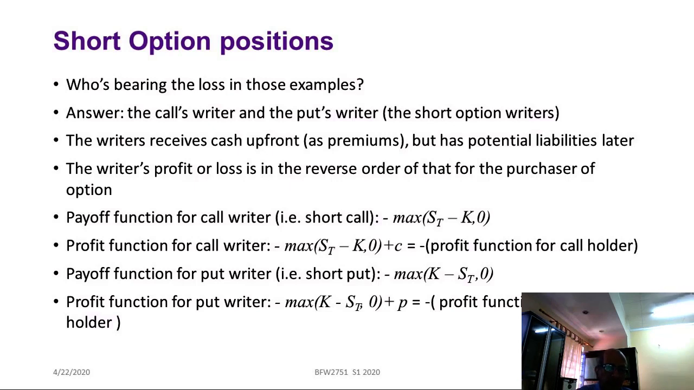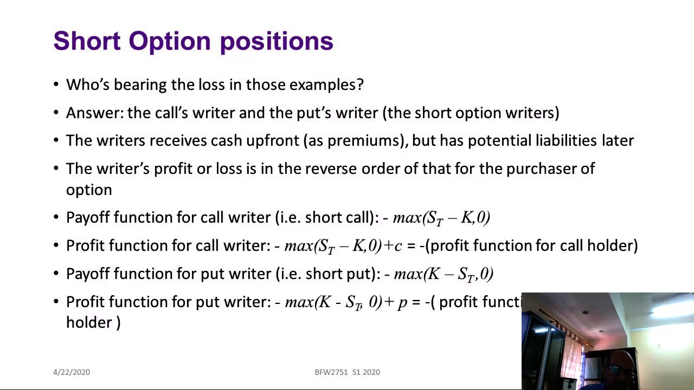Actually it is understood that over the years and years and centuries, not all the insurance policy holders claim at the same time. They claim at variable different times. The same thing here, not all the options are exercised. 85% of the times, you won't believe it, options are lapsed without exercising. The writers receive cash upfront as premium, or the price of the option, but as a potential liability later.